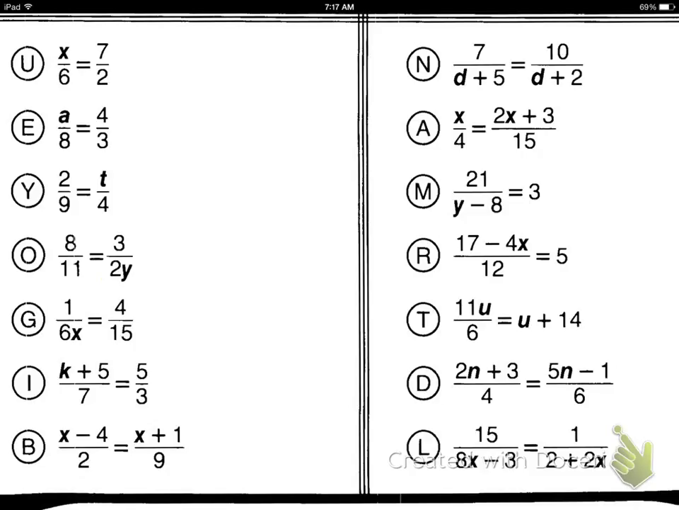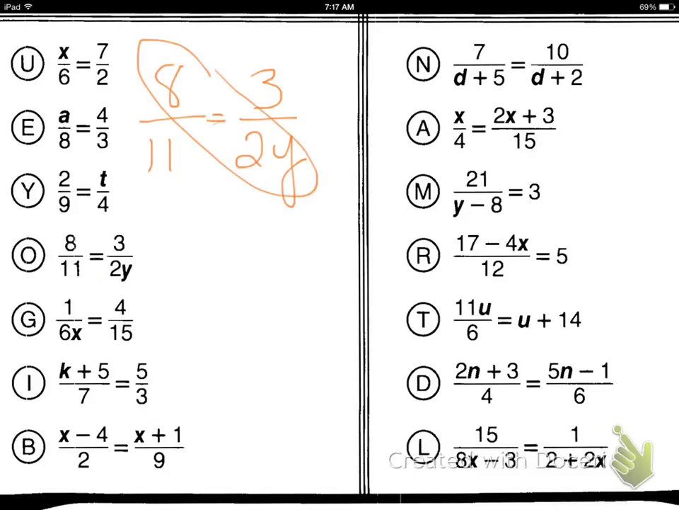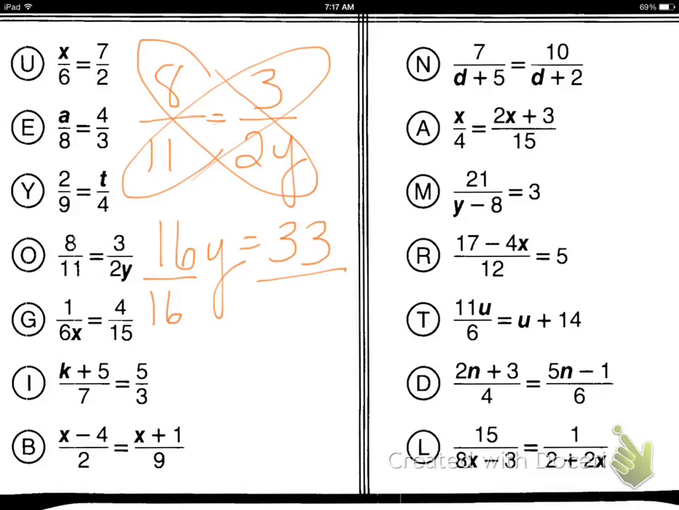Okay, so we come to one that looks just a scunch bit different. It's letter O. 8/11 equals 3/2y. It may look different, but we do it the same. Cross products, 8 times 2y is 16y. 11 times 3 is 33. Divide both sides by 16. And you get y is equal to 33/16.